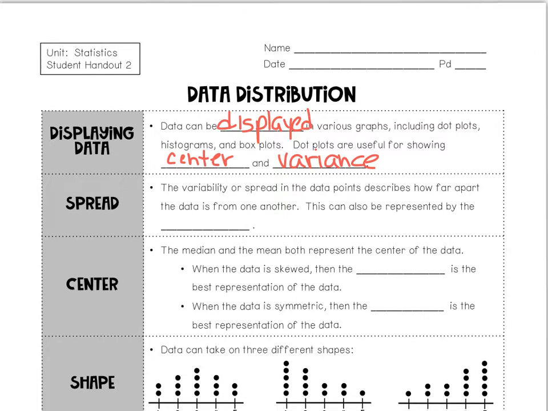Next, we're going to be looking at the spread of our data. The variability or spread in the data points describes how far apart the data is from one another. This also can be represented by the range.